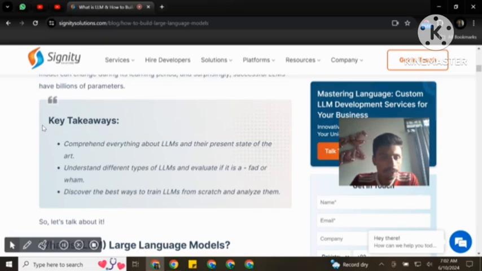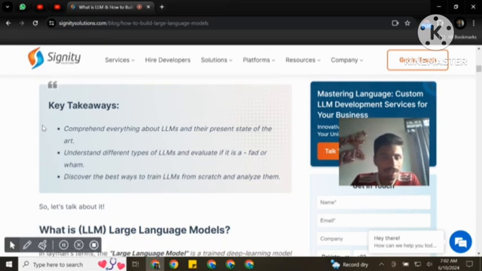Here are the key takeaways. Comprehend everything about LLMs and the present state of the art, understand different types of LLMs, evaluate if it is a fad or a wow, and discover the best ways to train LLMs from scratch and analyze them. So, let's talk about it.